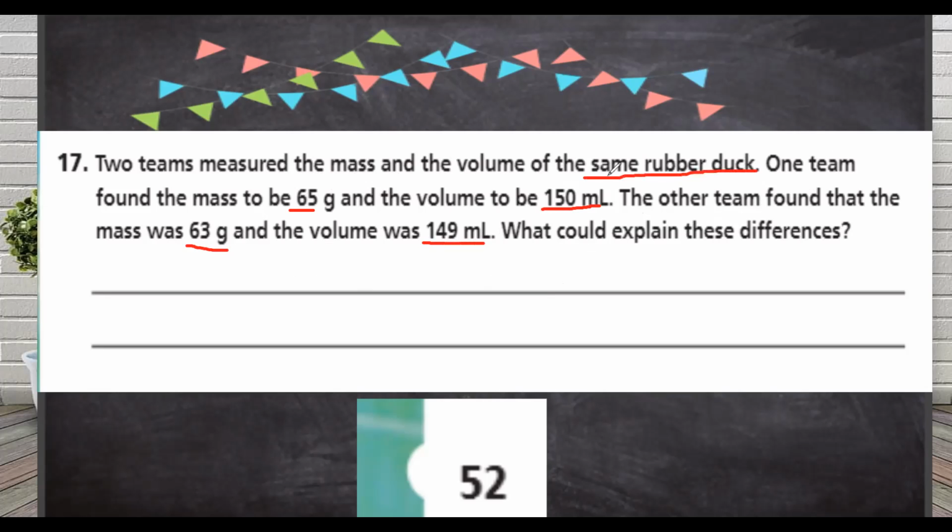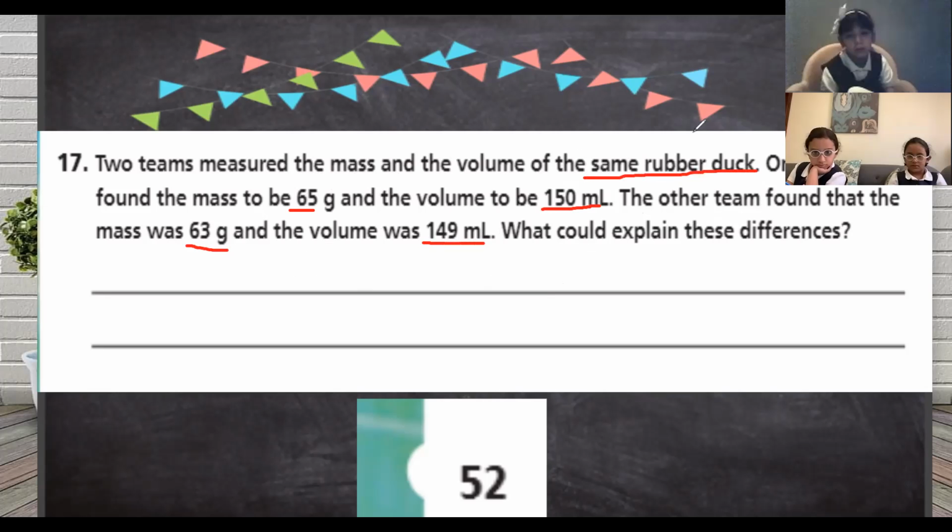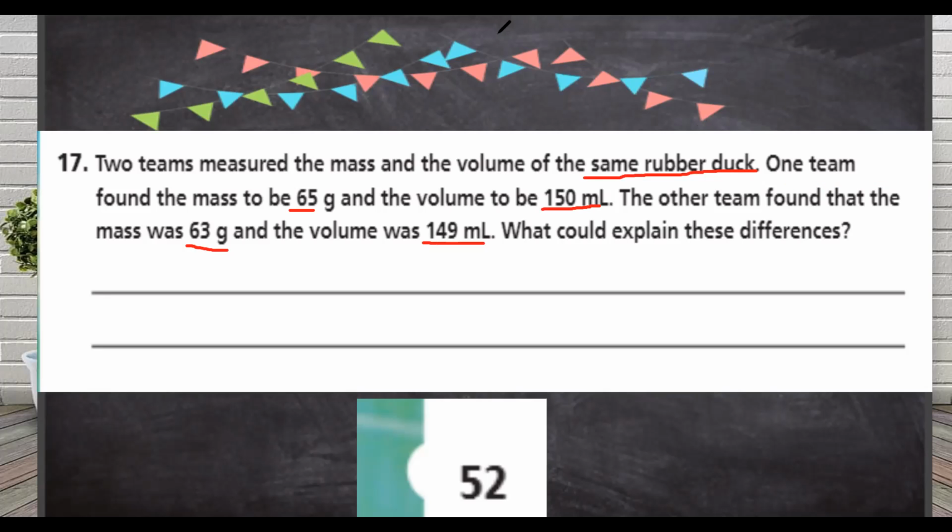What could happen wrong? What do you think? Can you tell me? Miss, I didn't understand it. I will tell you again. We have two teams, okay? Two groups. Team number one measured a rubber duck.